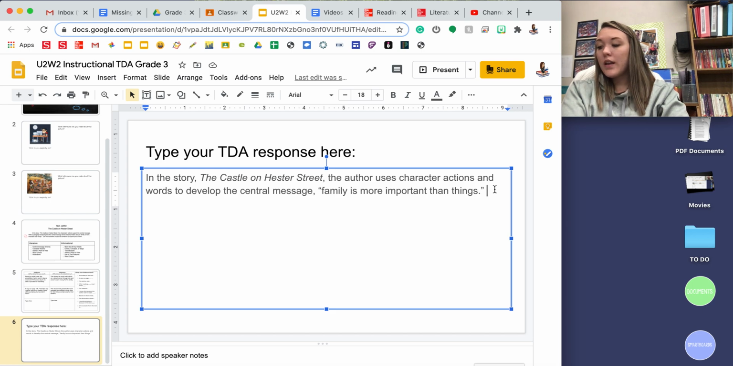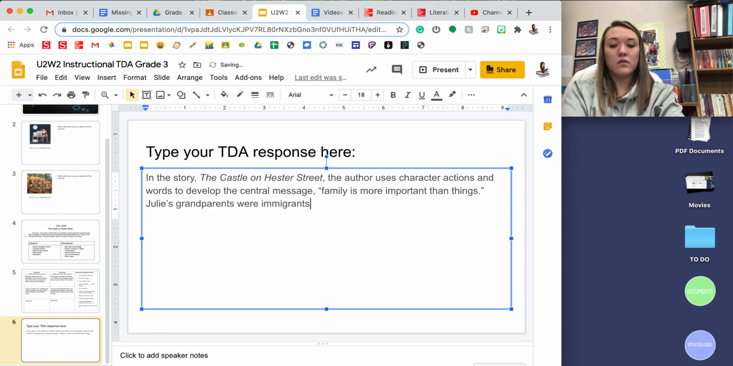Now I'm going to do a 1-sentence summary. The one-sentence summary should tell the reader of your TDA response what the entire story was about. So I am going to say, Julie's grandparents were immigrants from Russia that came to America for a better life.